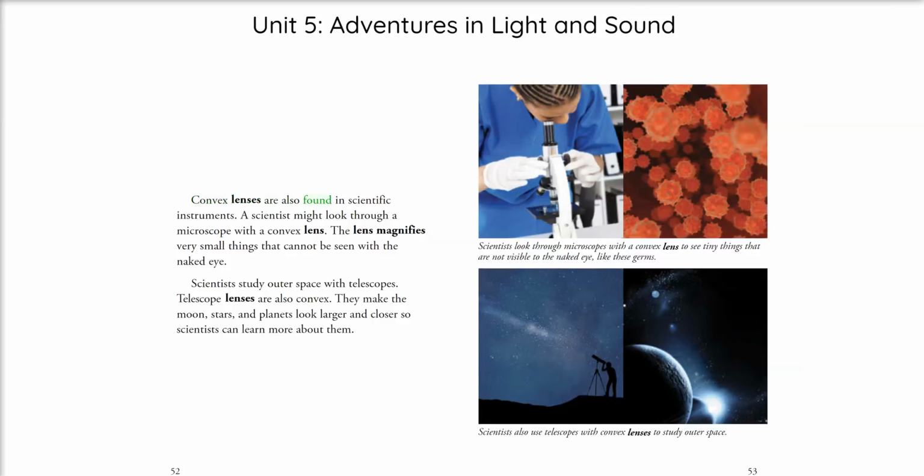Convex lenses are also found in scientific instruments. A scientist might look through a microscope with a convex lens. The lens magnifies very small things that cannot be seen with the naked eye.